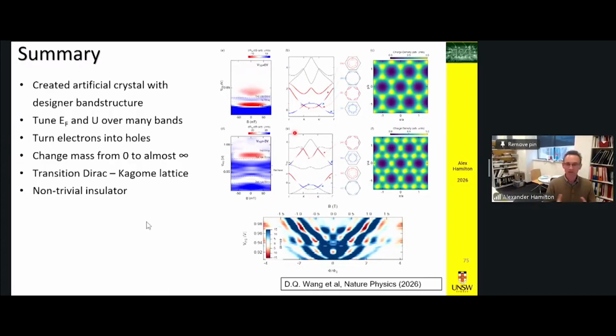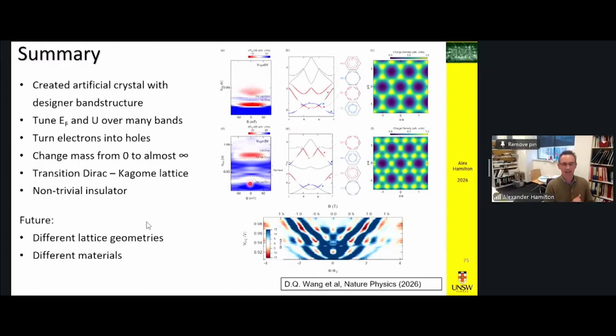We can tune the Fermi energy and the potential over many bands. We've turned electrons into holes. We've changed the electron mass from 0 at the Dirac point to almost infinite, where we have the flat band. There's been a transition from a Dirac to a Kagome lattice. And lastly, we've got evidence of a non-trivial insulator, which is reported in this paper in Nature Physics.